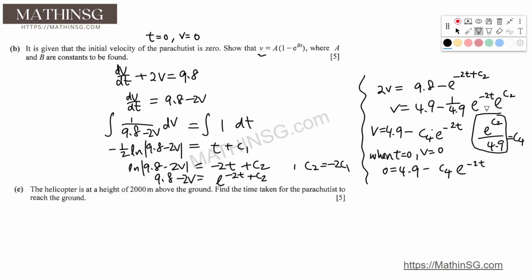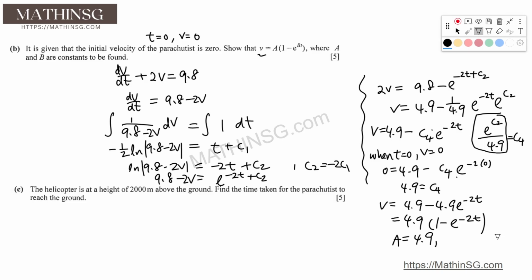Okay, then here, sub in t is 0. So anything to the power of 0 is 1, right? So I know that 4.9 is equal to c4. So c4 is 4.9. So v is equal to 4.9 minus 4.9 e to the power of minus 2t. Factorize out 4.9. If I compare this with this, I know that my a is 4.9 and my b is minus 2.